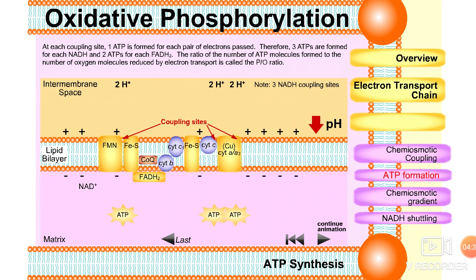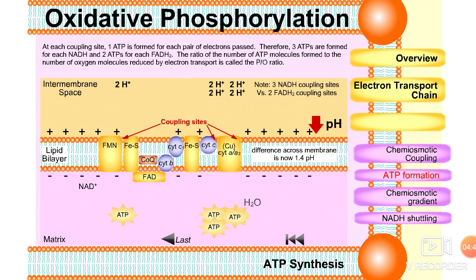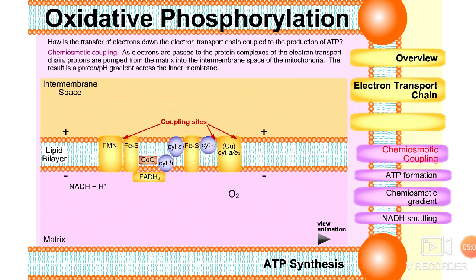From FADH2, 2 proton pairs are translocated into the intermembrane space, which leads to 2 ATP formation. See here, from FADH2, 2 pairs, which leads to formation of 2 ATP. See here, 3 ATPs for NADH plus and 2 ATPs for FADH2 during the electron transport chain. That is due to chemiosmotic coupling.